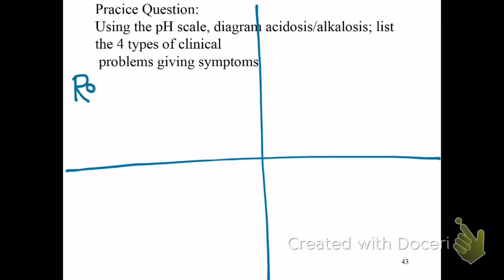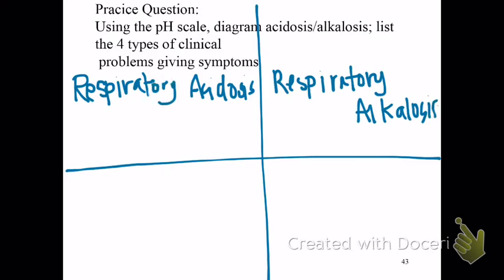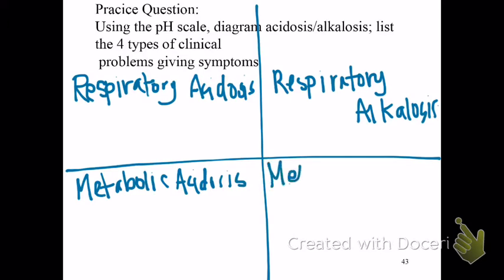Okay, so you have respiratory acidosis, respiratory alkalosis, okay, metabolic acidosis, and then metabolic alkalosis.